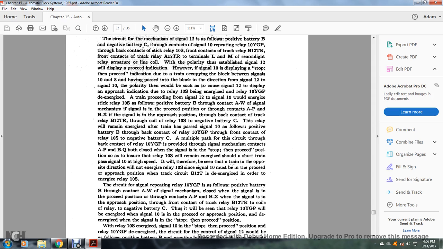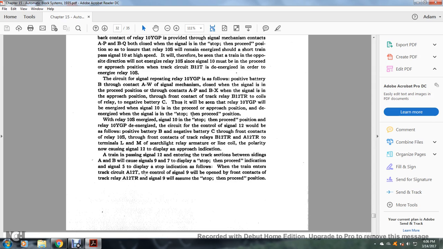Therefore, the train in the opposing direction, not energizing relay 10S for signal 10, must be proceeding in the approach position, with track circuit B12 de-energized, in order to de-energize relay 10S.